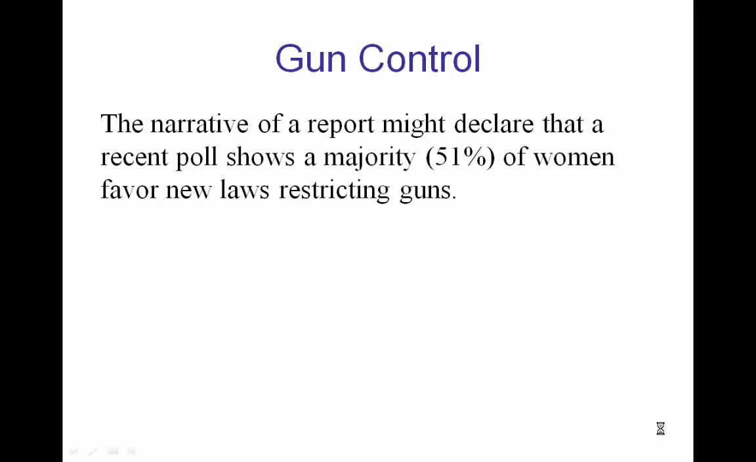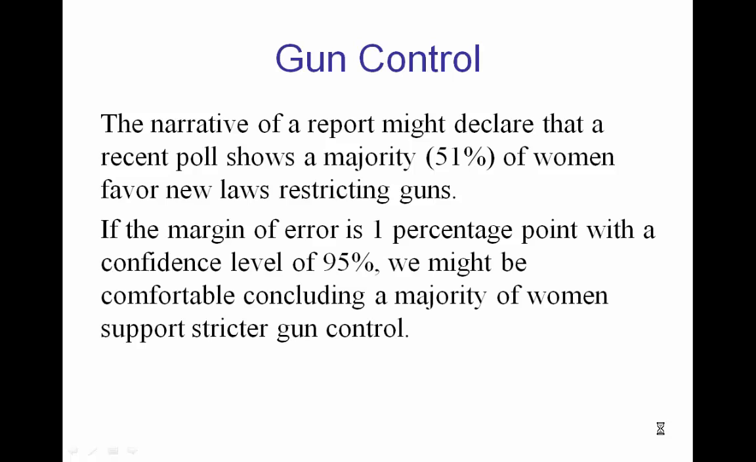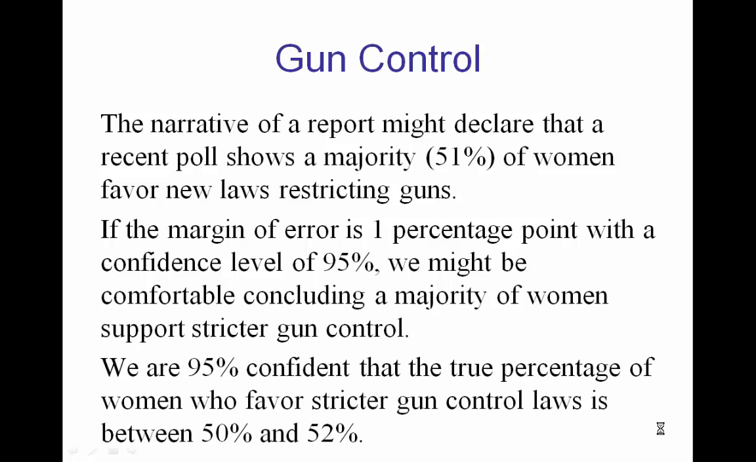The narrative of a report might declare that a recent poll shows a majority, 51%, of women favor new laws restricting guns. If the margin of error is 1 percentage point with a confidence level of 95%, we might be comfortable concluding that a majority of women indeed support stricter gun control. We are 95% confident that the true percentage of women who favor stricter gun control laws is between 50% and 52%.